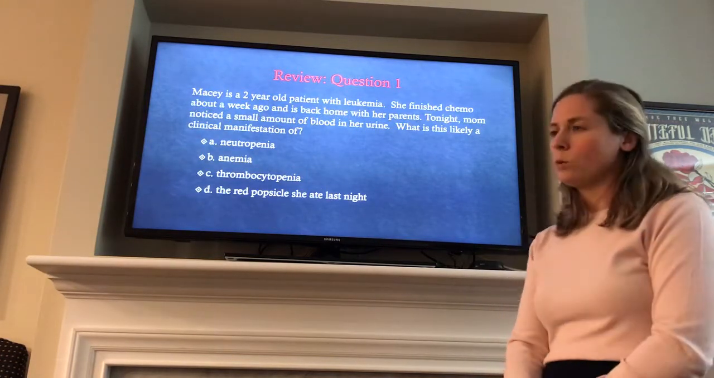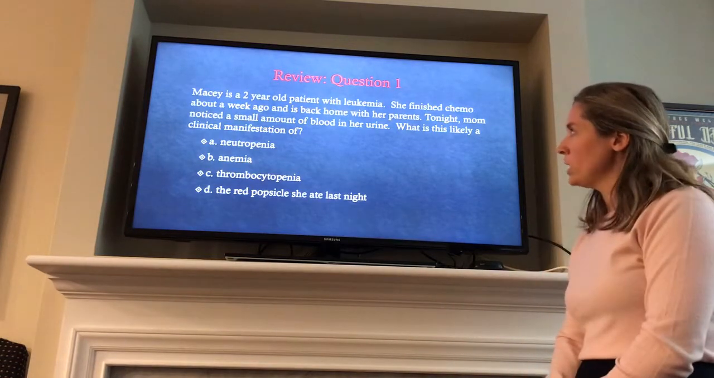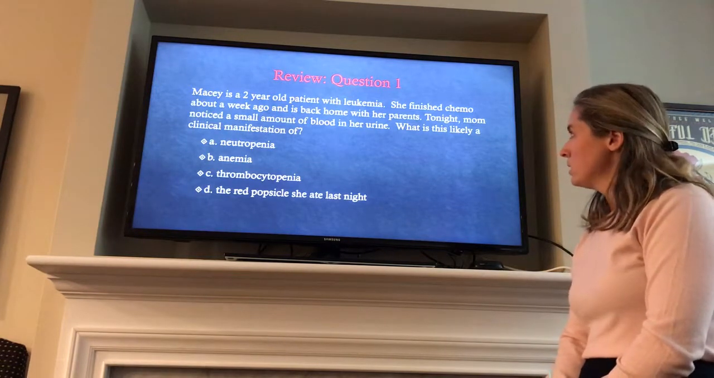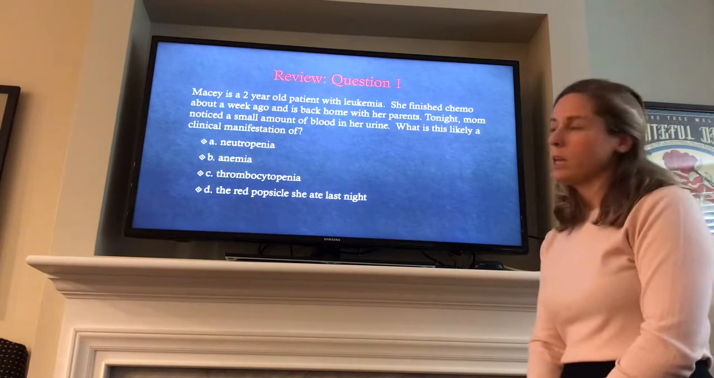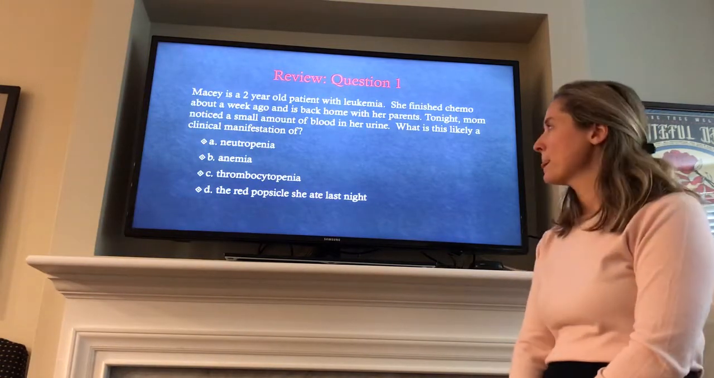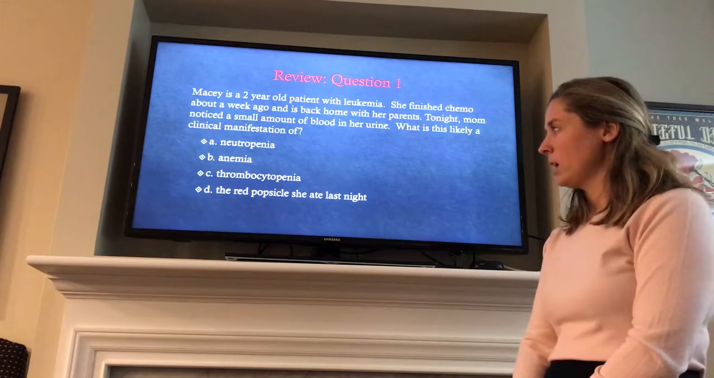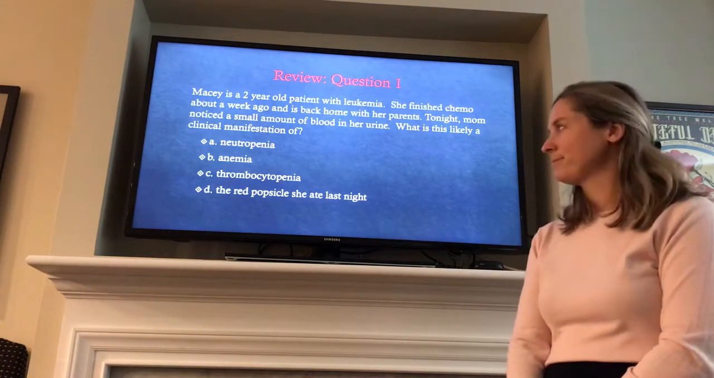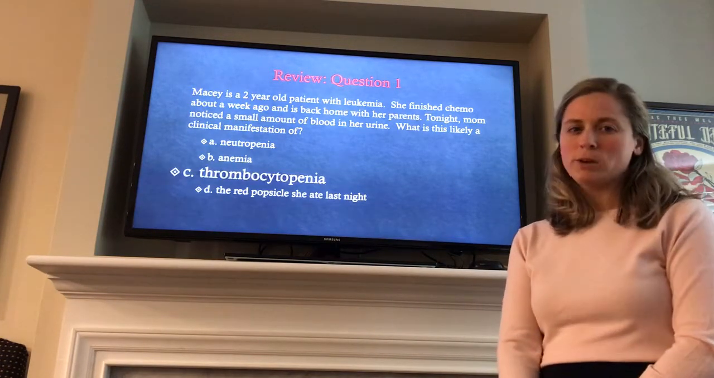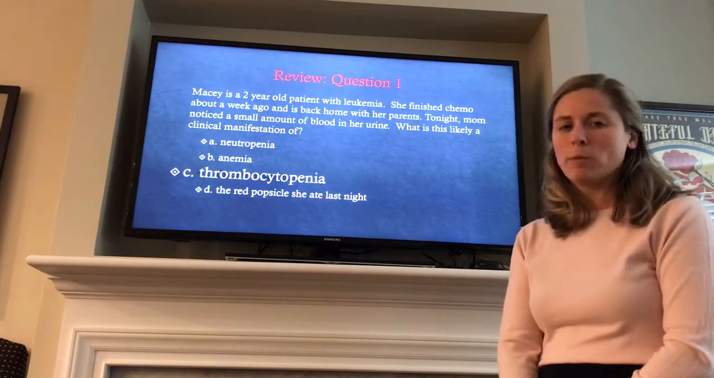Now we're going to do a couple review questions just to make sure everybody got the material. Macy is a 2-year-old patient with leukemia. She finished chemo about a week ago and is back home with her parents. Tonight, her mom noticed a small amount of blood in her urine. What is this likely a clinical manifestation of? We have neutropenia, anemia, thrombocytopenia, and the red popsicle she ate last night. Alrighty, so our answer is thrombocytopenia or low platelets. That can cause bleeding, and that would be something she'd want to let us know about.